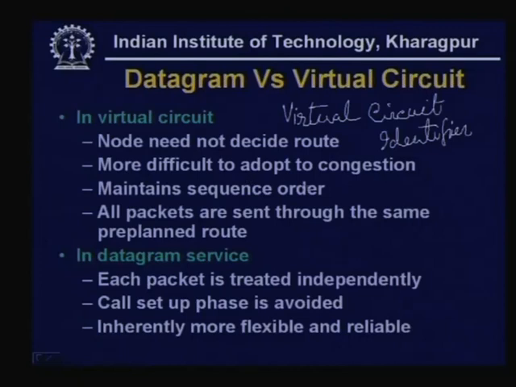It is more difficult to adapt to congestion. As I have said, if there is any congestion in the network, it cannot really take care of it, because all the packets have to go through the same route whether there is congestion or not, and it maintains the sequence order. All the packets are going to the same route, so all the packets are delivered in order.